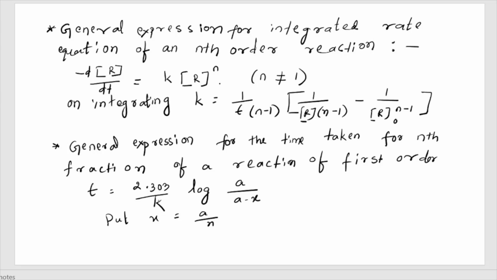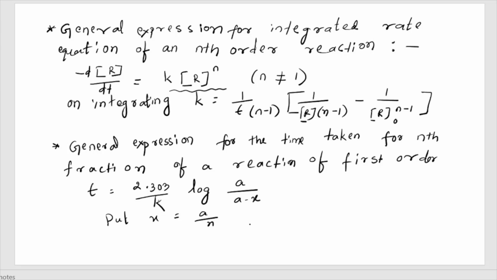Remember this one. So what is the n value? N may or may not be equal. If you equate both, K equal to, for nth order, on integrating the value comes to 1 by, this is a very complicated formula, but try to remember, and here you will get the general expression for the nth order.